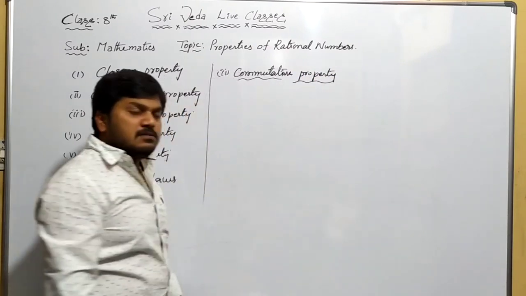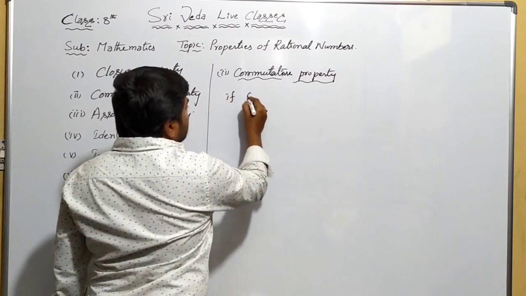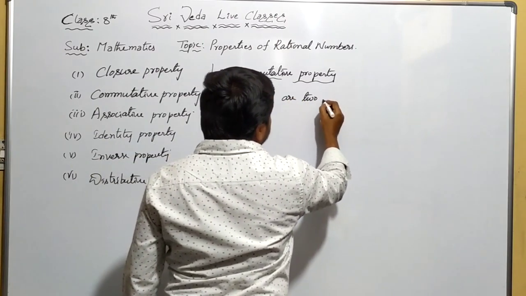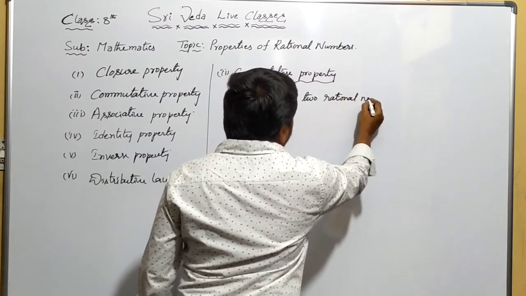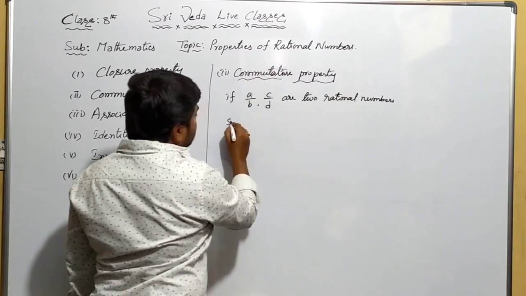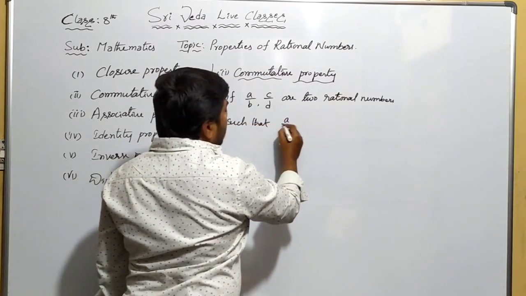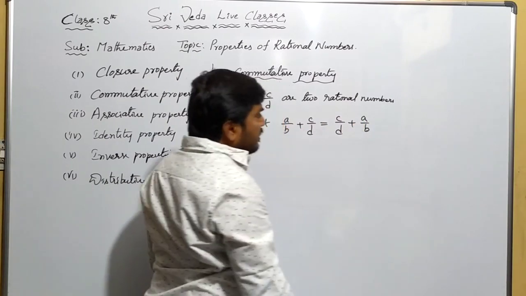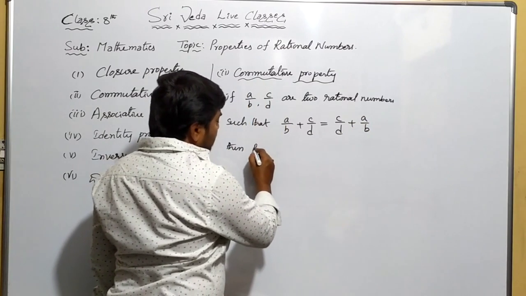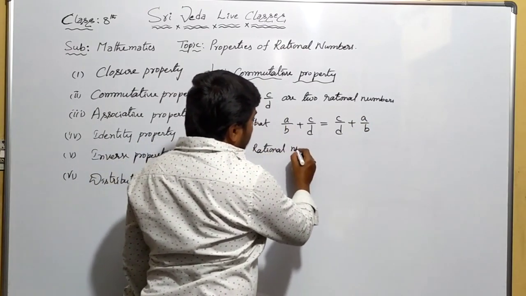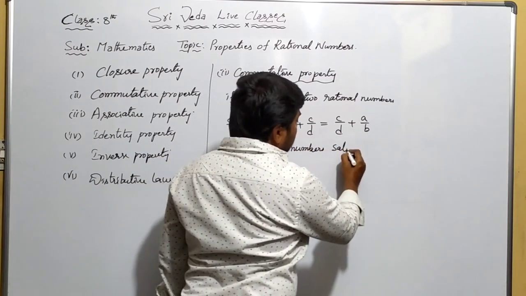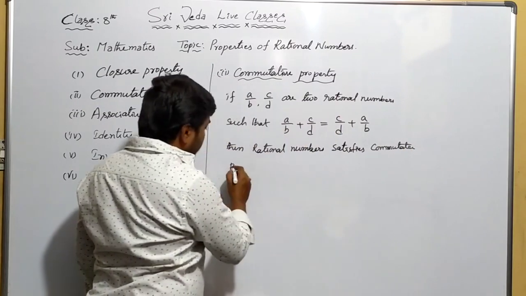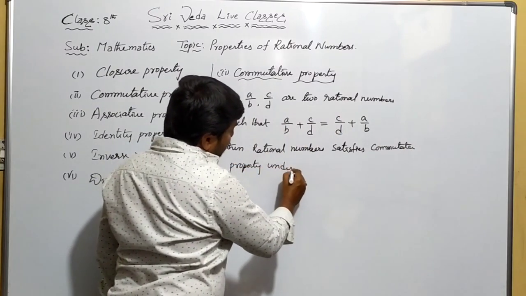Commutative property means same as the previous one. If A by B, C by D are two rational numbers such that A by B plus C by D is equal to C by D plus A by B, then the rational numbers satisfy commutative property under addition.